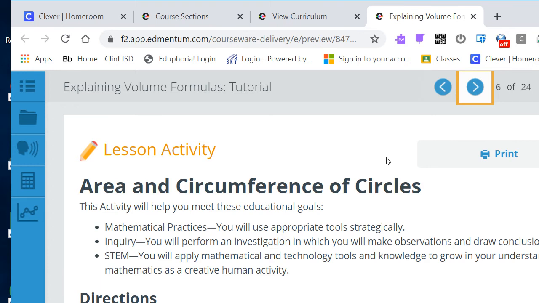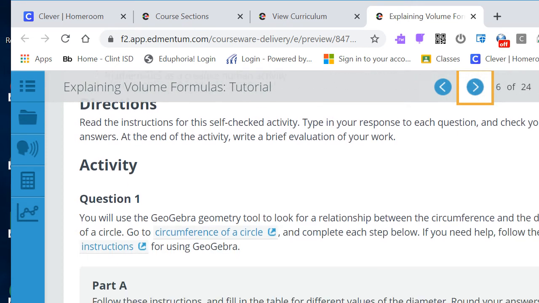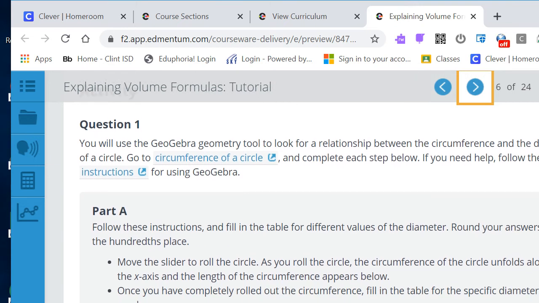Now, again, if you do not do all of the activities, it doesn't clear you and it doesn't give you a grade for that section. It says that it's not completed. So make sure that you complete every single activity within the tutorials. We're going to scroll down on this one. It says Activity 1, Question 1.